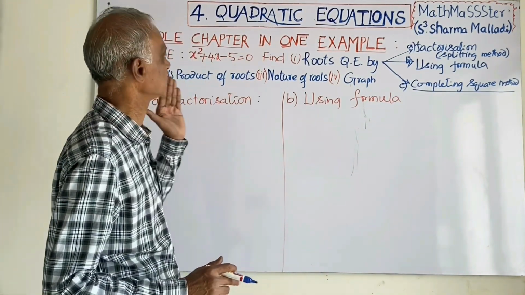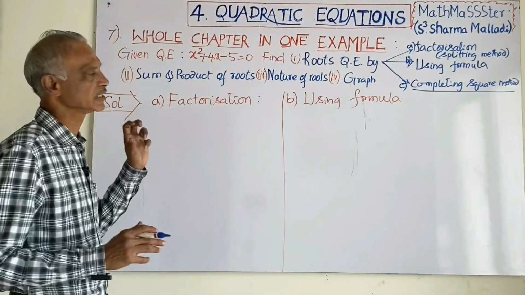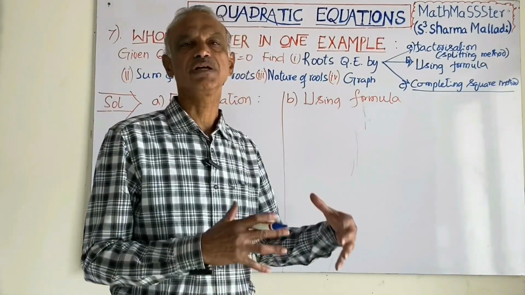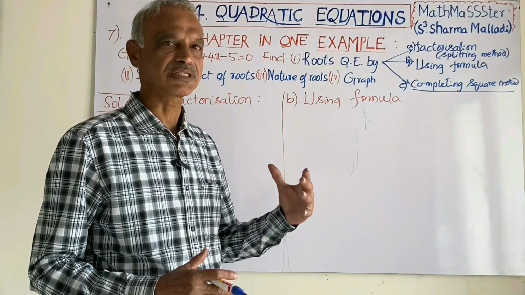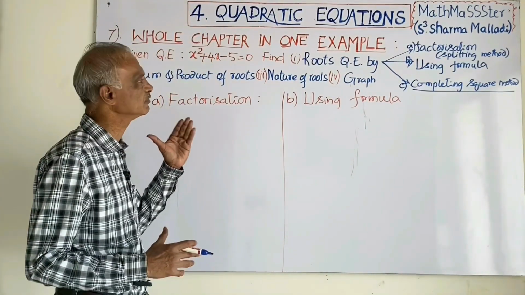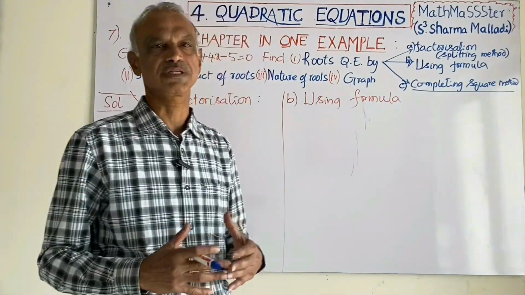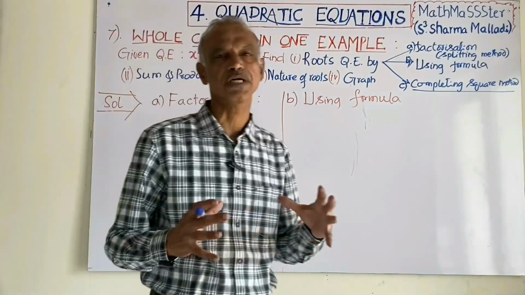Seventh one, whole chapter in one example. In every chapter I am taking the whole chapter in one example. I have completed polynomials and pair of linear equations in two variables. In those chapters also I have taken the whole chapter in one example. If you don't have time during examination, if you see this video, you can understand the whole chapter.